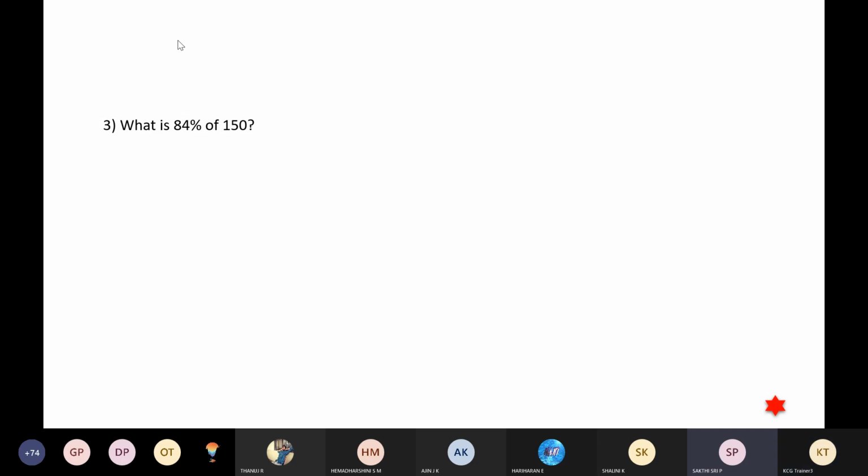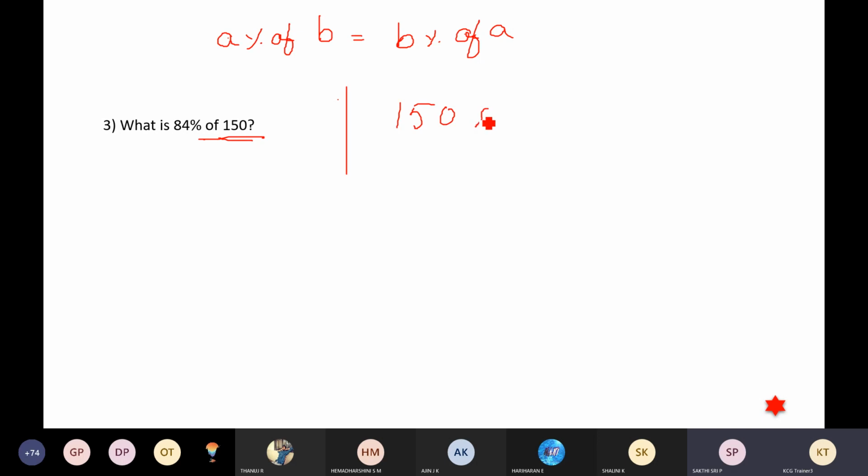Super. So guys, listen here. What is the easiest way of solving this question? So we know that A percentage of B is equal to B percentage of A, right? A percentage of B is equal to B percentage of A. So we have seen that. So can I find out 150 percentage of 84? I'll get the same answer, right?